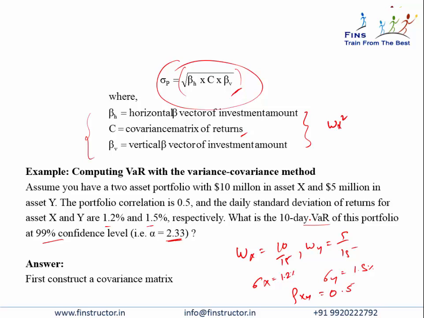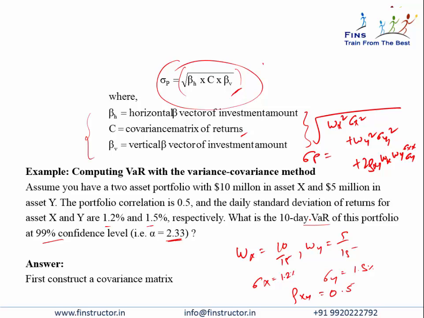Wx square sigma x square plus Wy square sigma y square plus 2 correlation xy, which is 0.5, into Wx Wy sigma x into sigma y, and then everything will be under the square root. Once you have the sigma of the portfolio, you can use that to calculate the VAR.